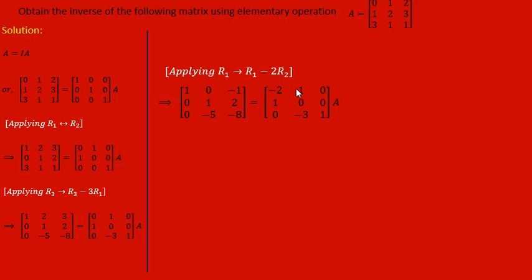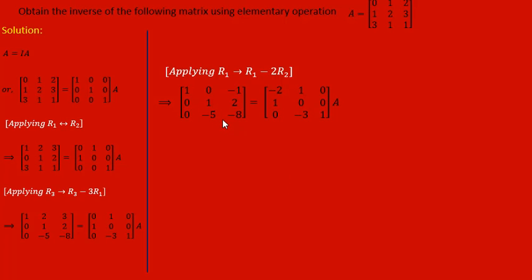The same thing I have done here. I have subtracted 2 times R2 from this R1. So 0 minus 2, it is minus 2, 1 minus 2 times 0, so 1 minus 0 is 0, right? Now this minus 5 I have to make 0.